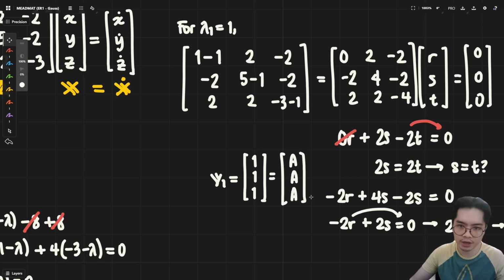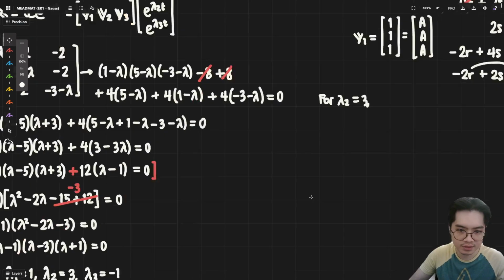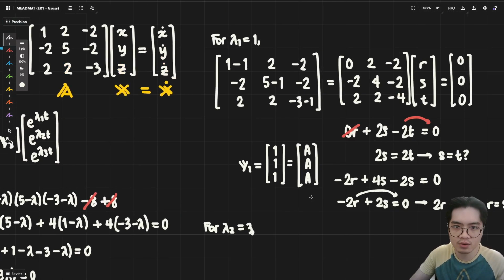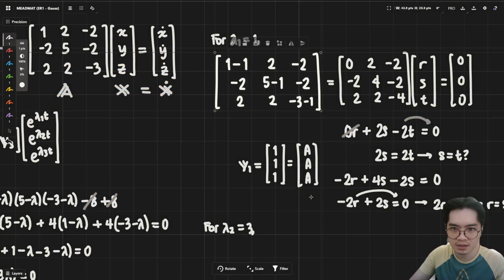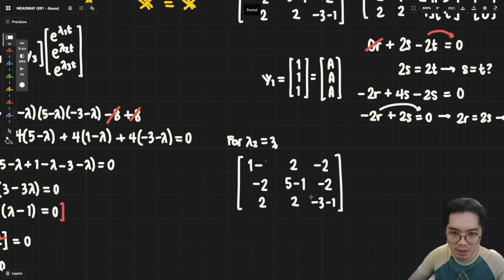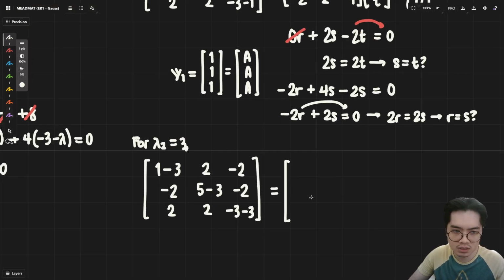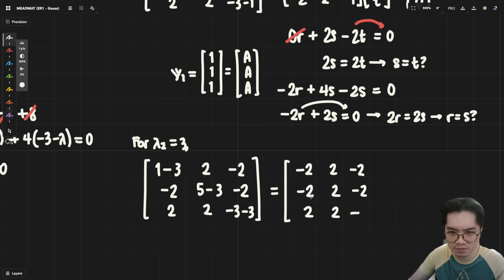Okay. Next, for lambda 2 equal to 3. Is that right? 3? Yes. So I'll just copy paste this. Copy paste. I love technology. Minus 3, minus 3, then minus 3. We will have here 1 minus 3 is negative 2, 2, negative 2. Negative 2, 2, negative 2. 2, 2, negative 6. Okay, so very interesting.